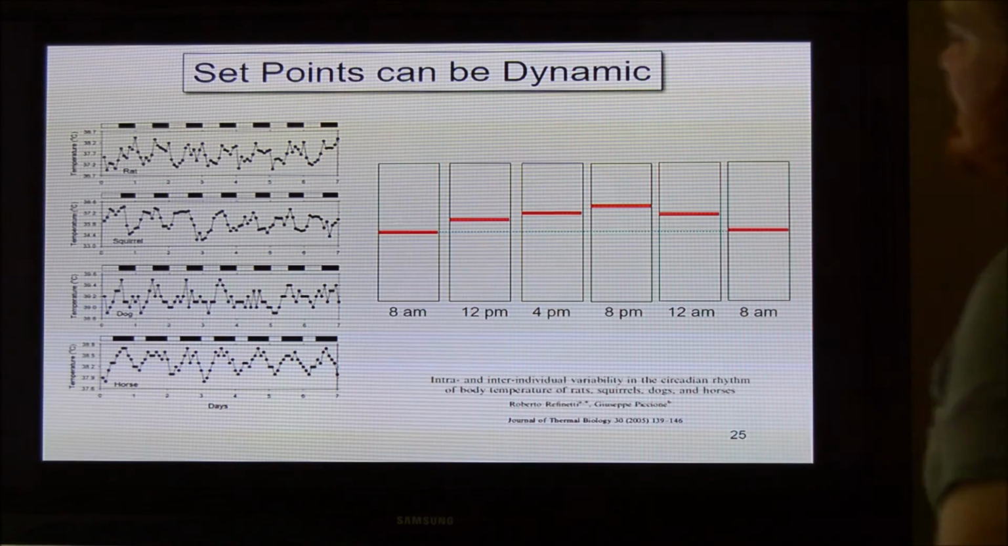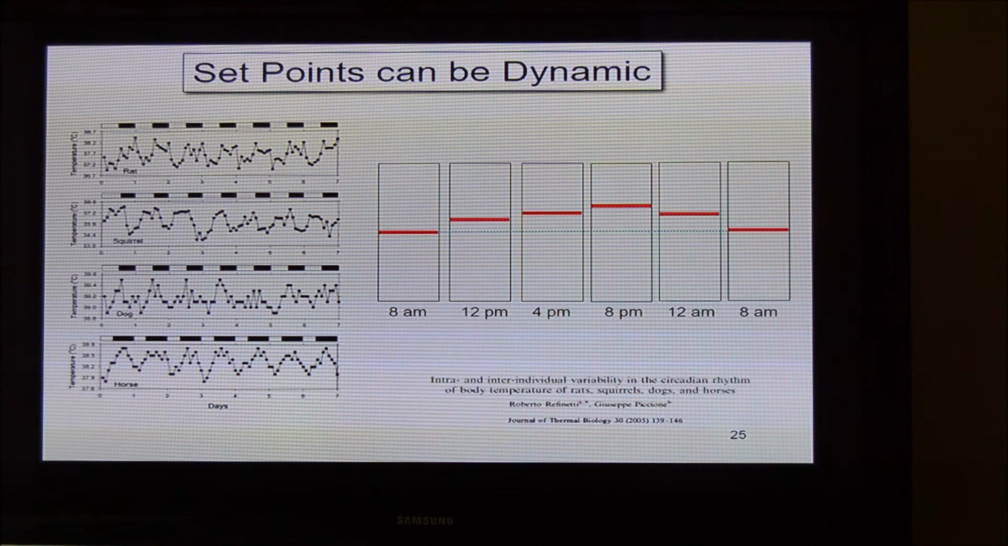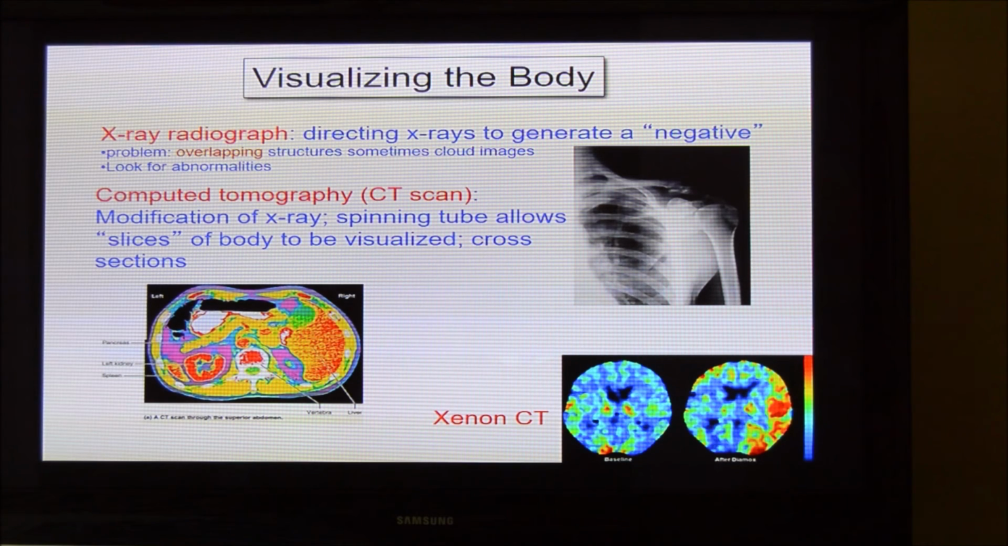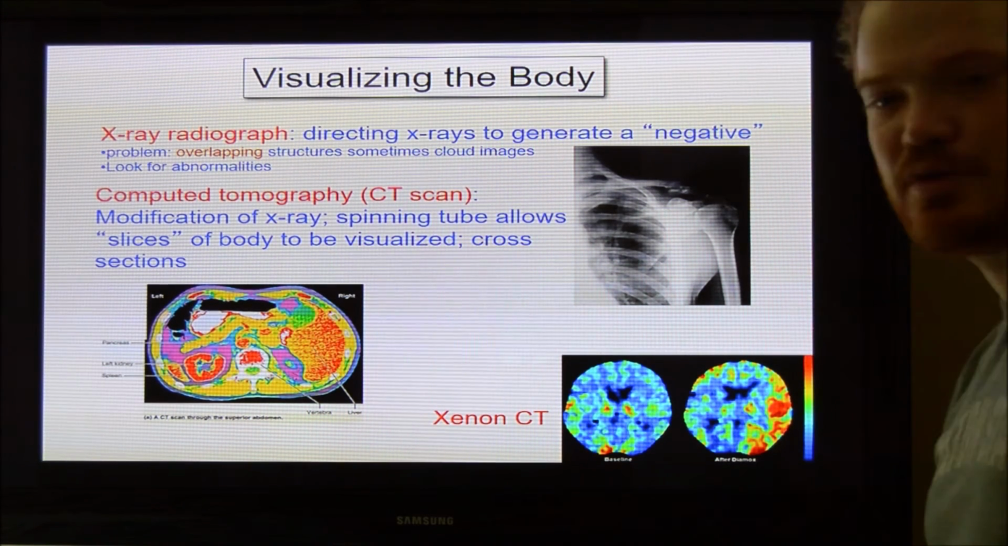These set points can indeed be dynamic. For instance, your body temperature does vary over the course of a day. That's a fact. Let's see, what else do we want to say? Oh yeah, we got to talk about some visualization, and then I think we're pretty well done.